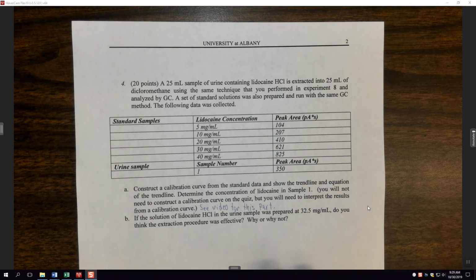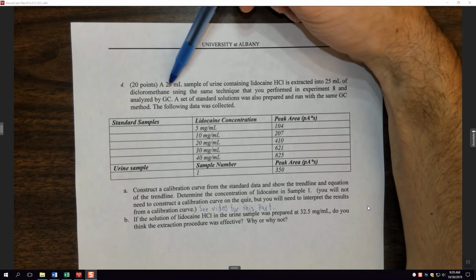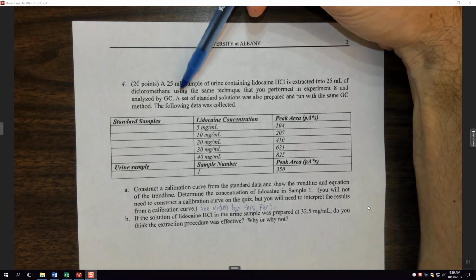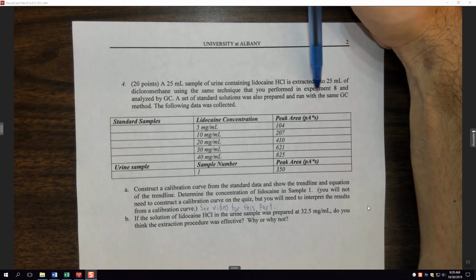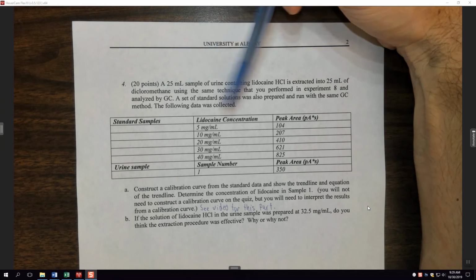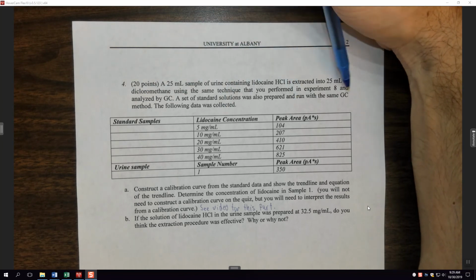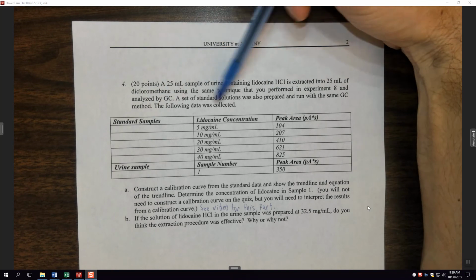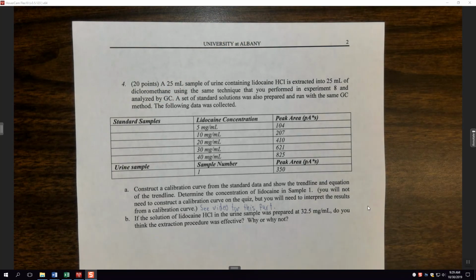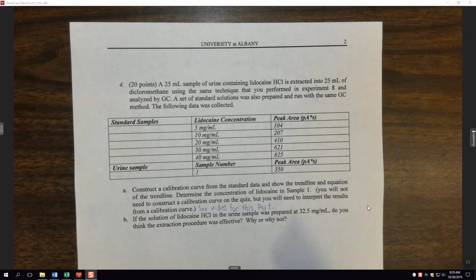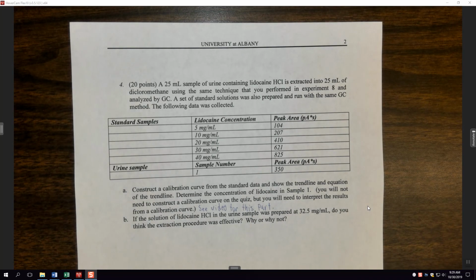All right, number 20, or number 4, I read the points, not the number. A 25 milliliter sample of urine containing lidocaine is extracted into 25 milliliters of dichloromethane using the same techniques that you performed in experiment 8 and analyzed by GC. A set of standard solutions was also prepared and run with the same GC method. The following data was collected. So we're given the data for 5, 10, 20, 30, 40, and the peak area, and then we're given an unknown, and we're also given its peak area.